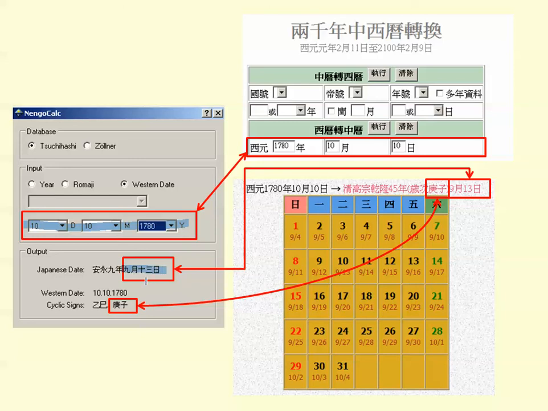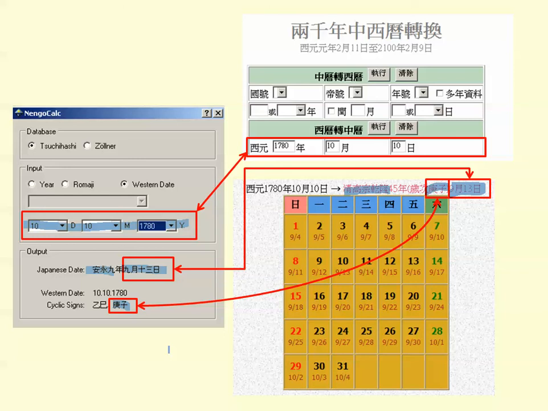First of all, we'll see that the lunar date is the same in the Japanese result as it is in the Chinese result. Right? It's the 13th day of the 9th month. The 13th day of the 9th month. And the cycle is also the same. But the Nengo is different because we're looking at a different emperor.